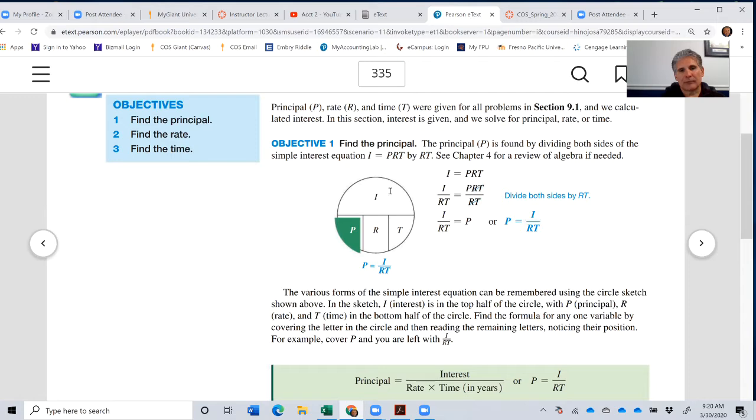If we plot this out, P times R times T becomes the bottom half of the circle. P times R times T all equals I, so I equals PRT. And then if one of these is missing, let's say, for example, we're missing the P, we'll pull that out, and what's remaining is I divided by RT. So in order to solve for P, we get I divided by RT.